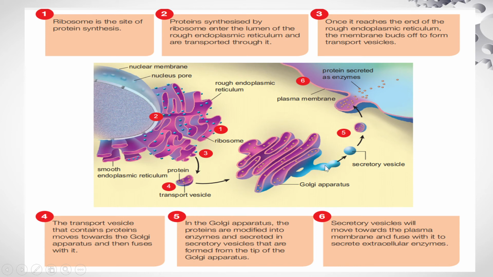So again, it buds off, and it is now moving towards the plasma membrane. So remember just now we said these are all inside the cell. You see the nucleus is here. So now from here, the secretory vesicle is bringing all the content in it, and it is moving outside. Once it fuses with the plasma membrane, can you imagine, all the content is going to be released out of this cell. So that's why we say extracellular enzymes.